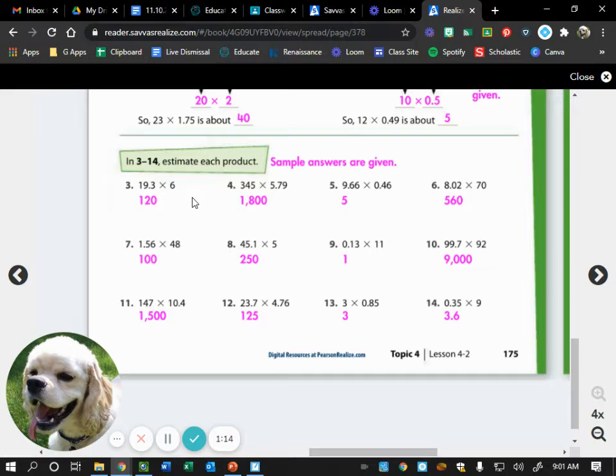Did everyone get 120 or 200 as their answer? Yeah? Is there anyone who has a question or you rounded differently that you want to ask about? Mackenzie, turn around, please.